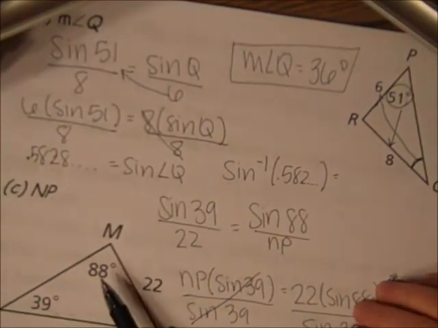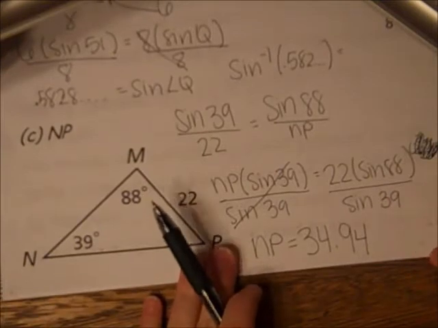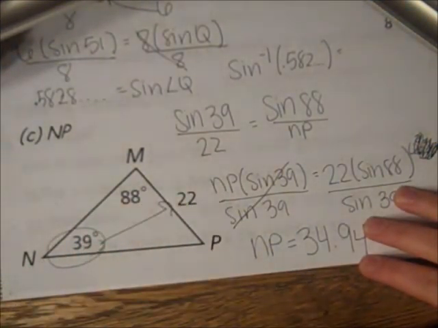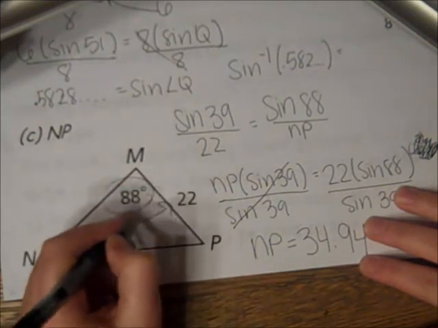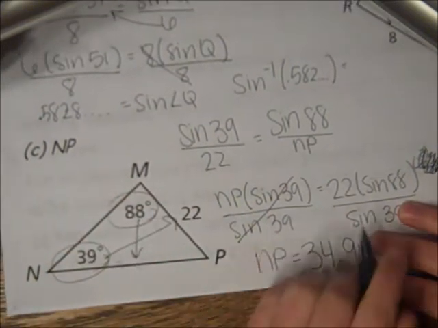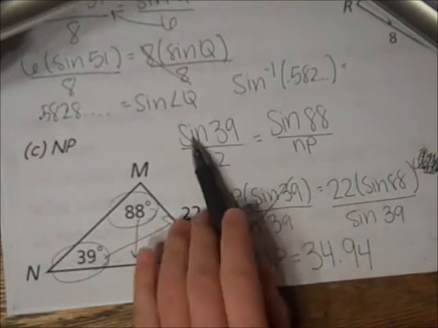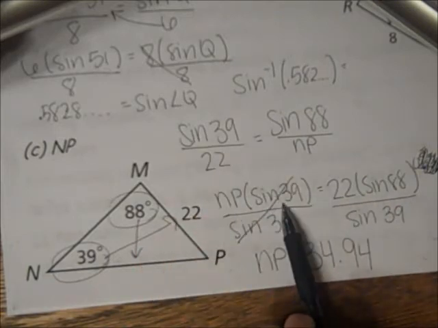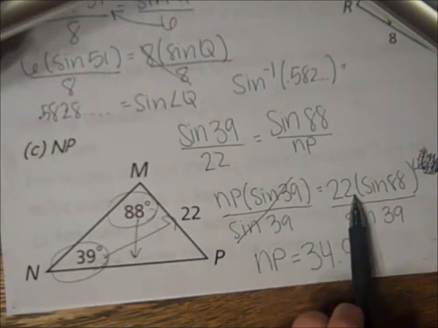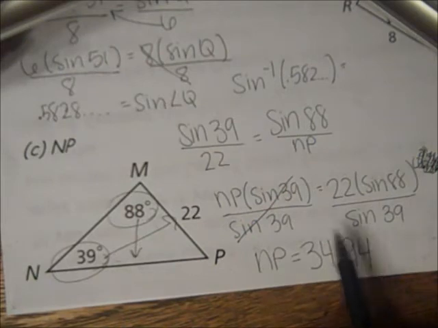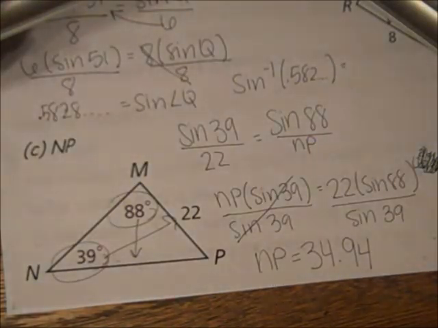Okay, so on this one, we're after a side length. So I did sine of 39 over 22 is equal to sine of 88 over NP. You could either call it NP or you could call it X, it doesn't matter. Cross multiply: NP times the sine of 39 equals 22 times the sine of 88. Divide by sine of 39, and you can type that all in your calculator at once, and you get NP is equal to 34.94.